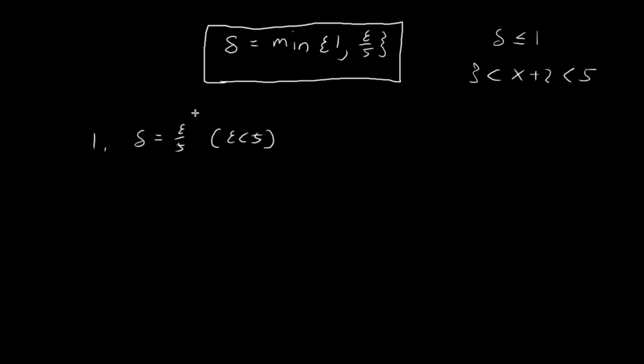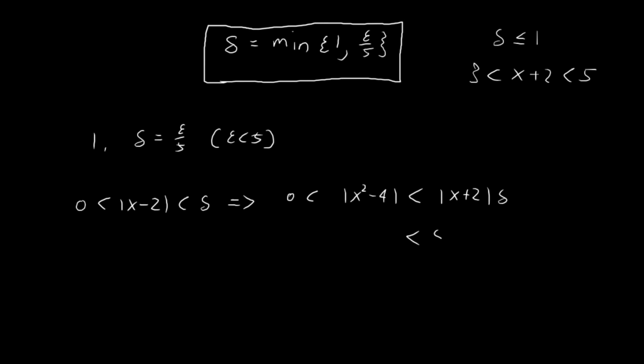So for this first case, you can see that for whatever epsilon that you choose, I'm going to set delta to be equal to epsilon over 5. And you can see that this statement, absolute value of x minus 2 smaller than delta, will imply that absolute value of x squared minus 4 is smaller than absolute value of x plus 2 times delta. And for this case, epsilon is smaller than 5. You can see that delta must always be smaller than or equal to 1. So this x plus 2 term must always be smaller than 5. And so this term x squared minus 4, which is smaller than x plus 2 times delta, must always be smaller than 5 times delta.